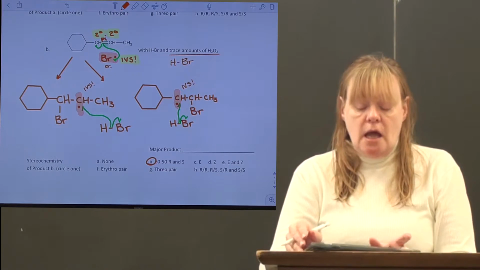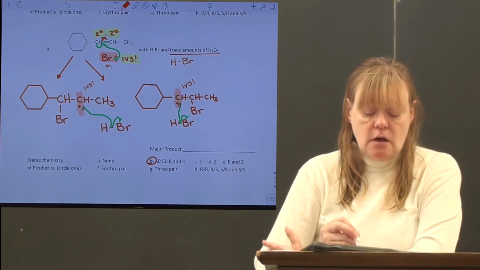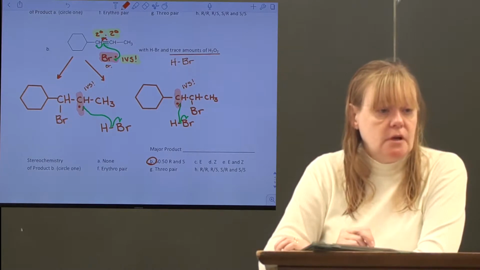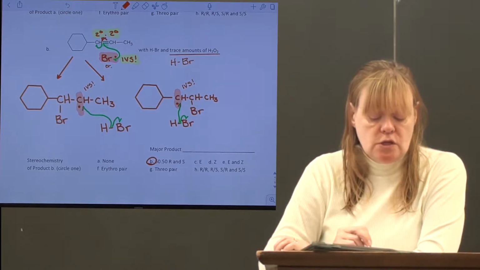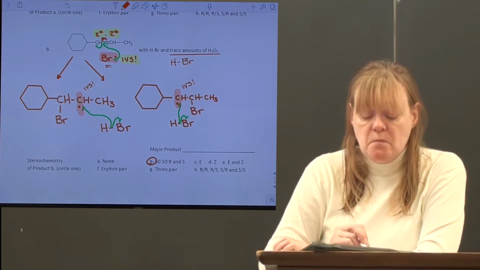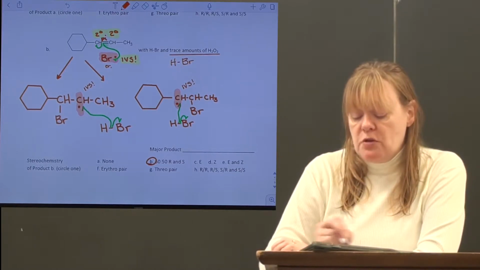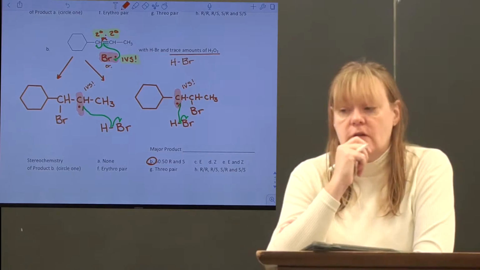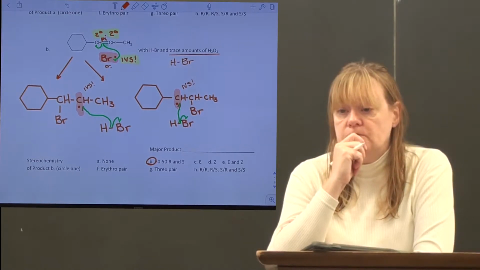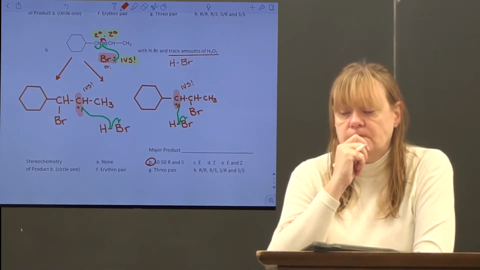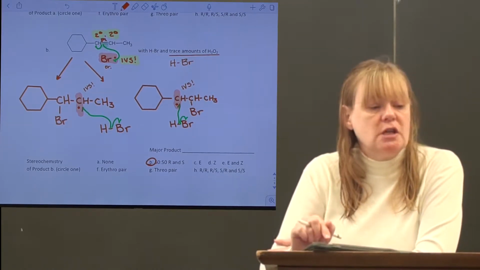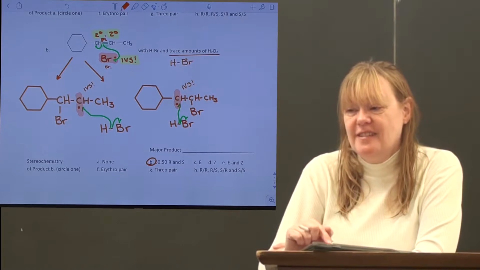So both of those have a chirality center. Both of those have one chirality center that was created as a result of the reaction. So since both of them have one chirality center, both of them would have a 50-50 proportion of R and S. Any other questions about that one? That one's extra tricky because you ended up with two products.